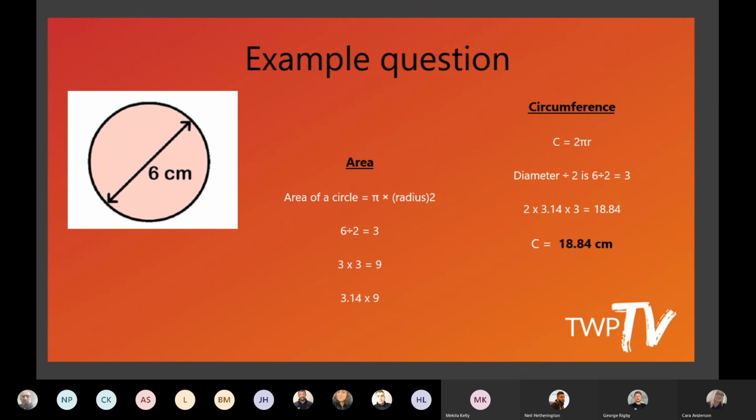So then adding in your pi, 3.14 times the 9, because we now know that the radius squared is 9, gives us an area of 28.26 centimeters. Remember, it's squared.